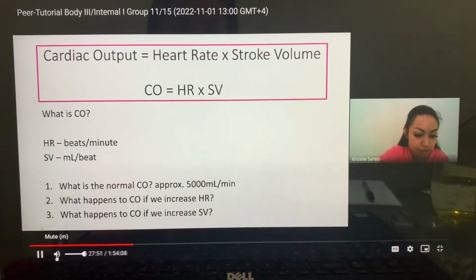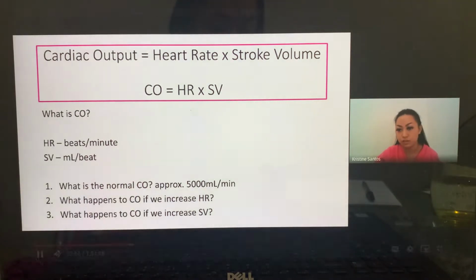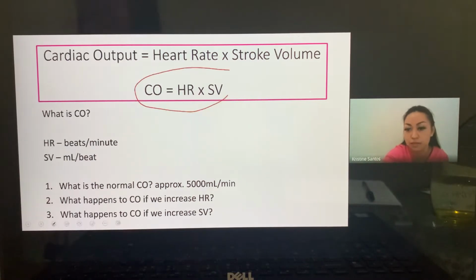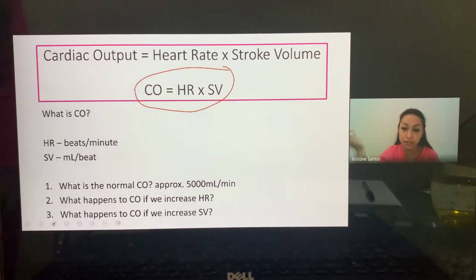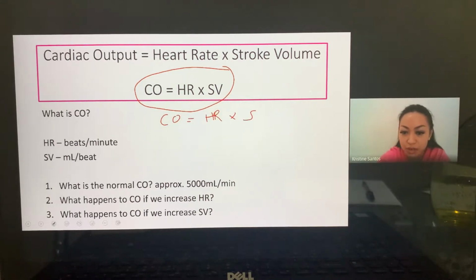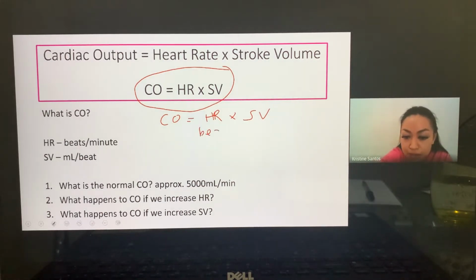So firstly, let's start by defining what cardiac output actually is. We have this equation, which I think I showed you guys last week when I was talking about the renin-angiotensin-aldosterone system. Cardiac output is the product of heart rate and stroke volume. So let's just write that down again. Sorry, my handwriting is terrible. So cardiac output is the product of heart rate and stroke volume. Heart rate is the number of beats per minute, correct? So it's the number of heartbeats per minute.